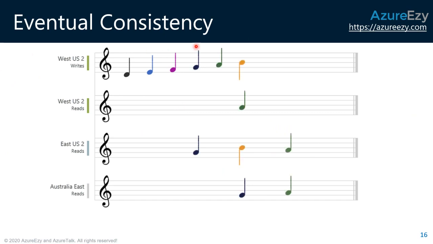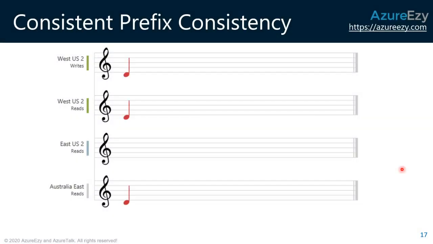So that is eventual consistency, and to remember what it is, it's just the opposite of strong consistency, and it's not all bad. You do have high availability and low latency, and you can use this for such kinds of applications. All right, let's move to the next one, which is consistent prefix consistency. Now, just follow the notes, and you will understand what it is.